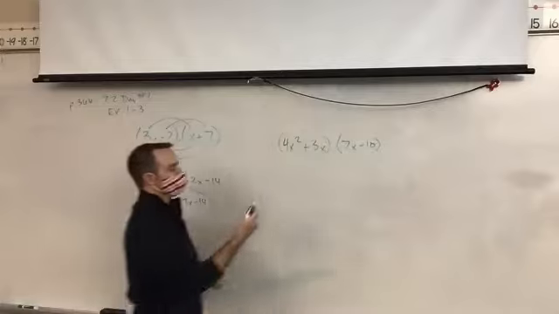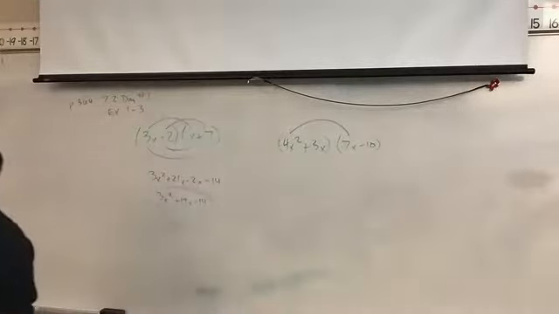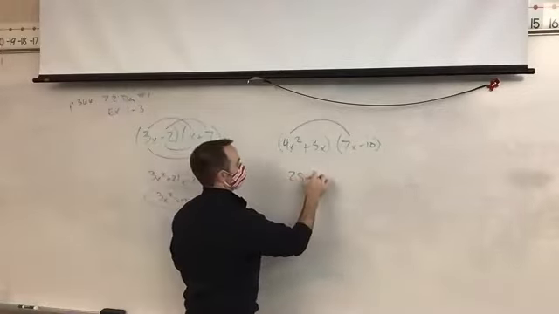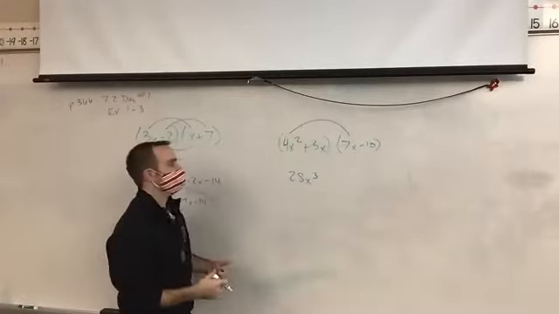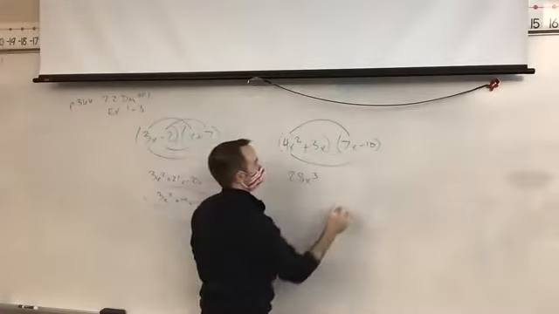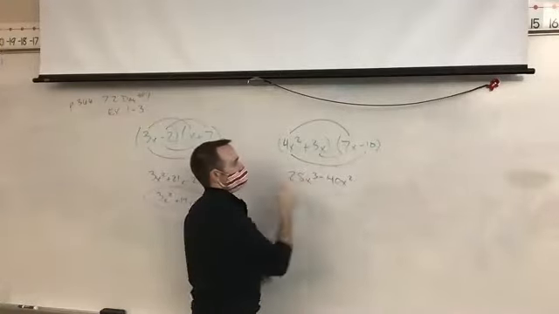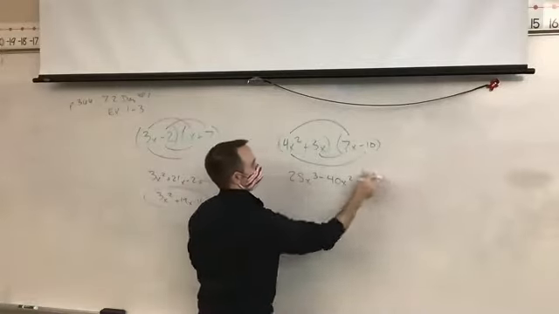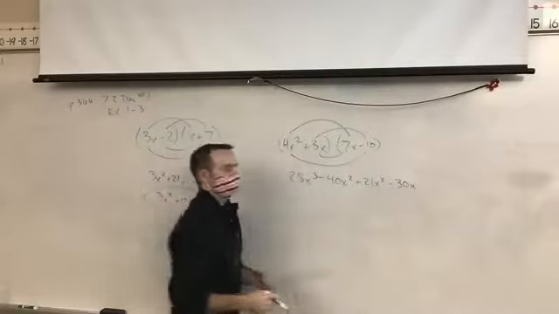All right, for the second one, first: 4x squared times 7x. What is 4x squared times 7x, Parker? 28x to the third. Okay, good. We got to add those exponents, right? So we get x to the third there. My outer, 4x times negative 10, is negative 40x squared. Inner, 3x times 7x, 21x squared. And then last, 3x times negative 10 is negative 30x.